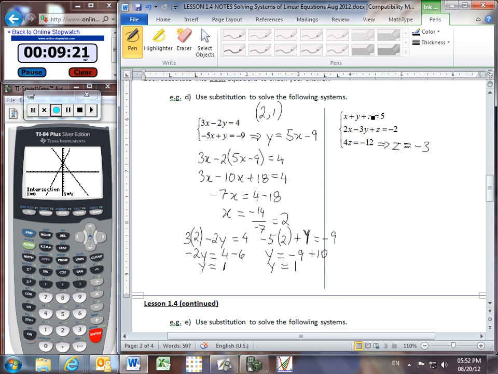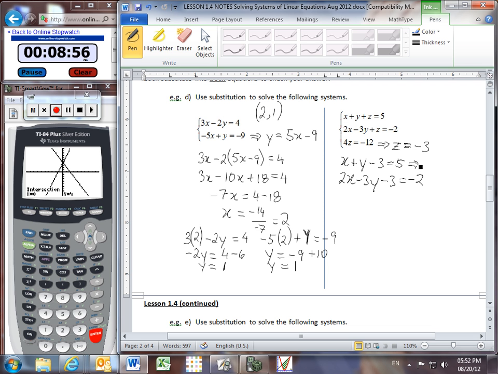this system. So in my first equation, I've got x plus y minus 3 equals 5. And my second equation, 2x minus 3y minus 3 equals negative 2. I've reduced the problem of 3 equations into a problem of 2 equations. And so now let's do the substitution method again. Why don't I isolate the x in the first equation this time?